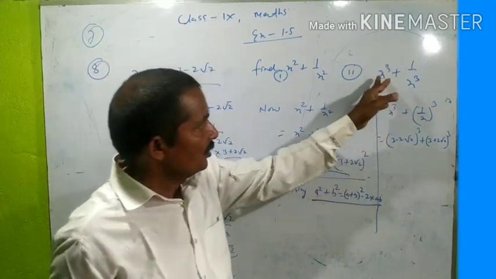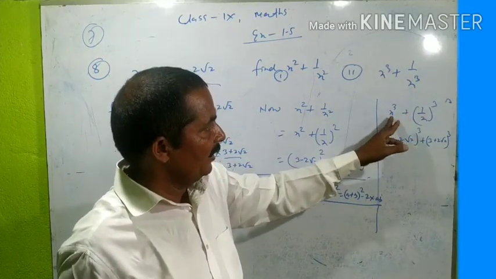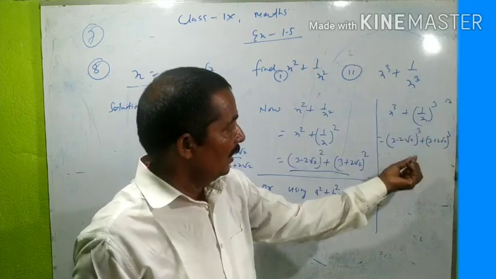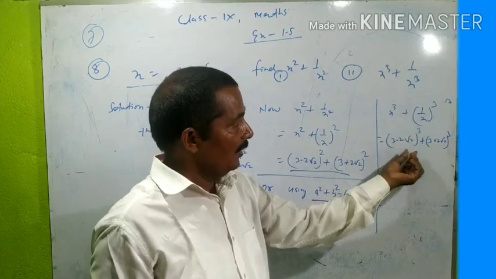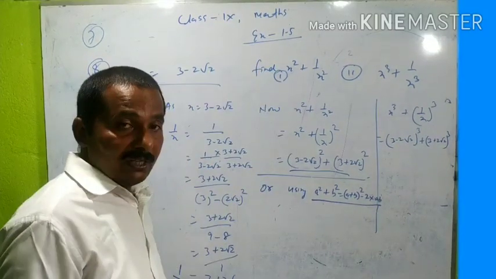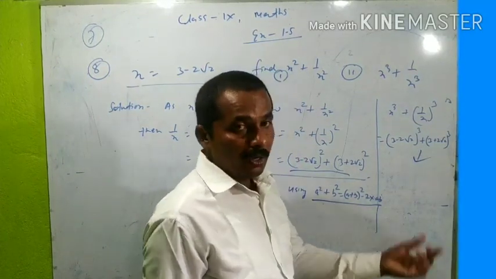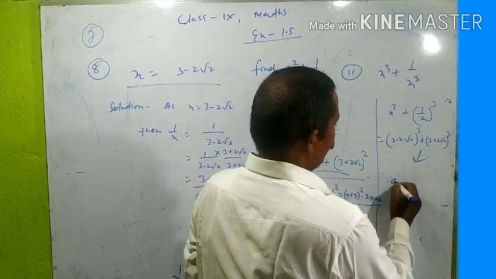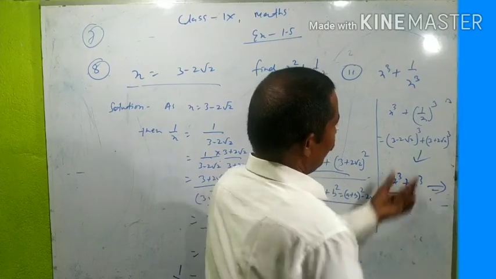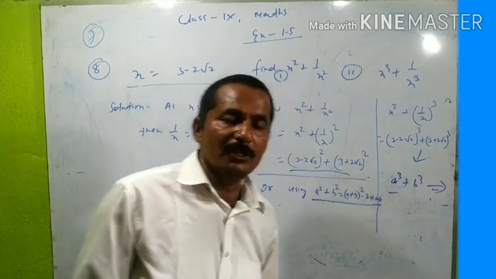The second question is x cubed plus 1 by x cubed. It can be written as x cubed, and 1 by x cubed can be written as 1 by x whole cube. I have put the value of x here, and here I have put the value of 1 by x as I got earlier. Then further you will solve this. Or you can apply the identity a cube plus b cube for finding the solution for this question. So you can apply either of these two ways.